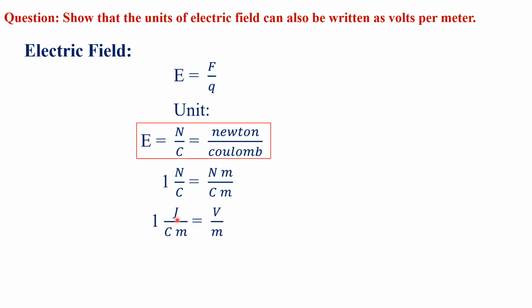1 joule per Coulomb is equal to 1 volt. Putting joules per Coulomb equal to volt, we get 1 joule per Coulomb meter equals 1 volt per meter. From this we got to know that we can write the unit of electric field as volt per meter. So electric field has two units, Newton per Coulomb or volt per meter.